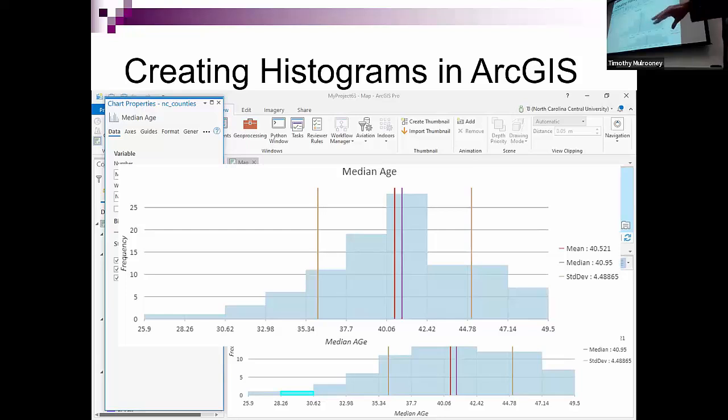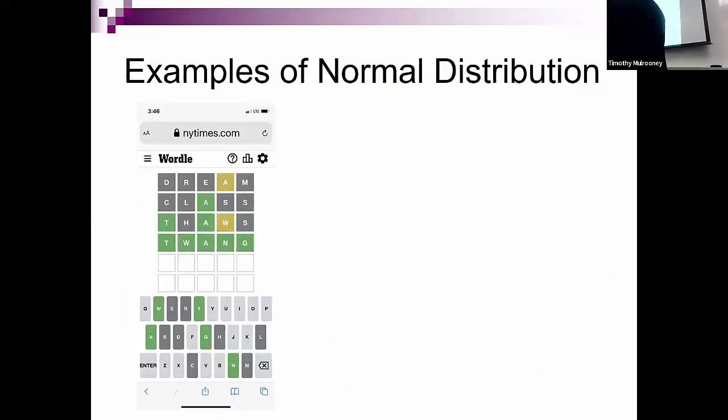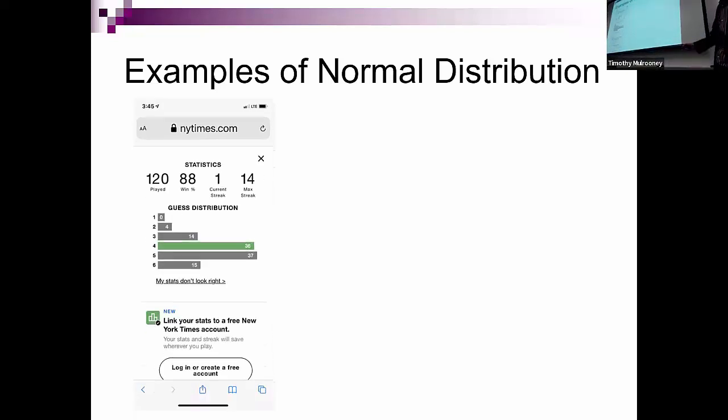So there's a lot of examples of normal distribution. Back when I used to play Wordle, does anyone remember Wordle? And so this was kind of my distribution of Wordle when I played 120 times. So I had 0, 2, 3, 4, 5, 6. You can see my distribution of Wordle there. So it took me between about 3, 4, and 5 tries, which I thought was kind of neat.